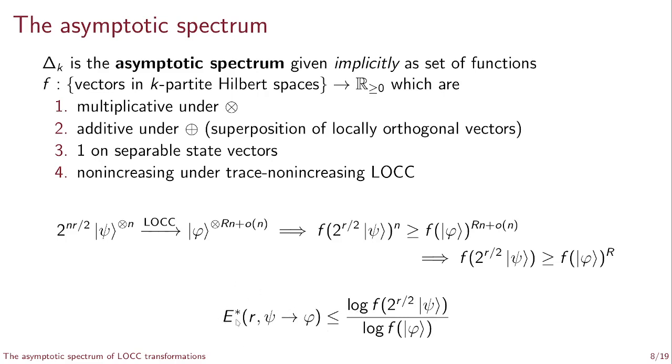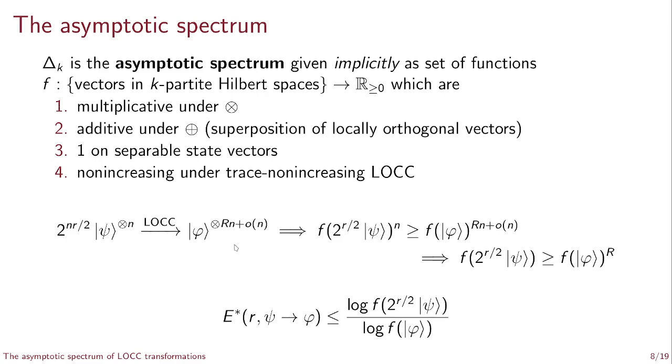Since E star was defined as the supremum of these achievable r's, we also get an upper bound on them by each of these functions f. So this gives a way to get upper bounds, and as we can see, we didn't even use properties 2 and 3. It's only about properties 1 and 4 that this derivation uses.